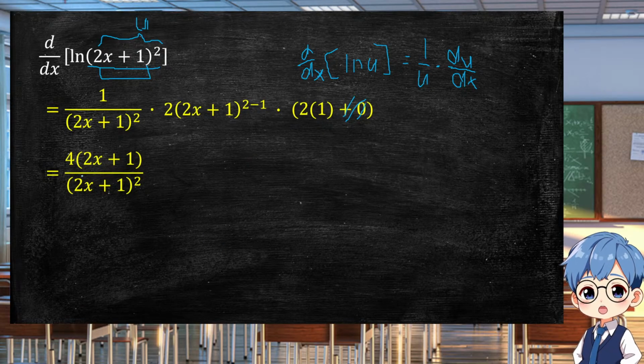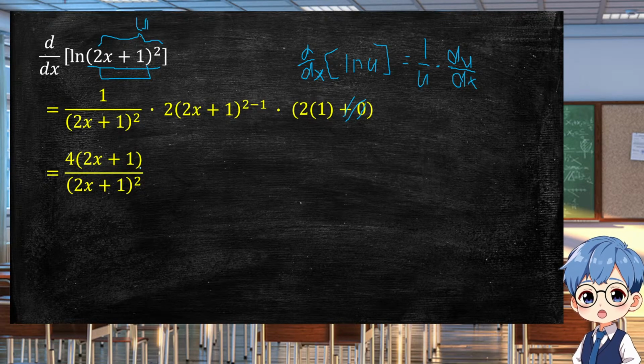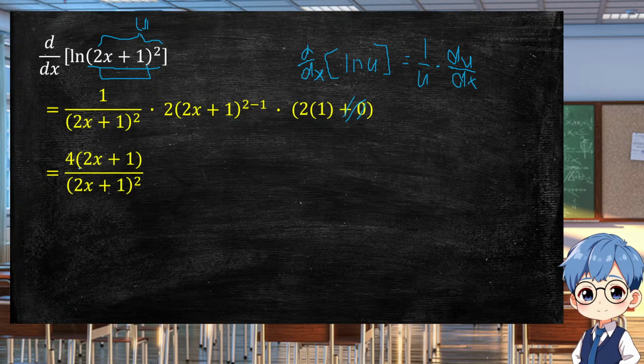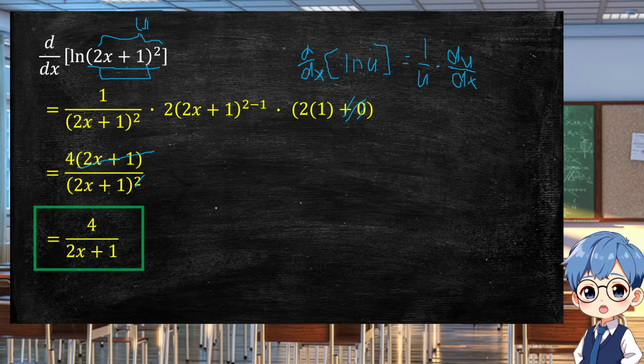Observe that we can cancel out 2x plus 1 here, because they are the same factors. So we cancel out 2x plus 1 here, and we have 2x plus 1 in the denominator. For the final answer, we have 4 over 2x plus 1.